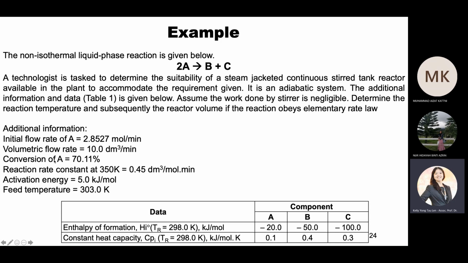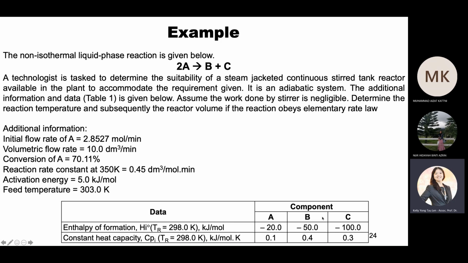Okay, as I said, this energy balance equation either gives the temperature to find the conversion, or gives the conversion to find the temperature. In this question, they gave us the conversion and we want to find the temperature. They give us the K, but the K is at 350 Kelvin. They give us the activation energy. They give us the feed temperature, meaning the original temperature before the reaction occurs is 303 Kelvin.